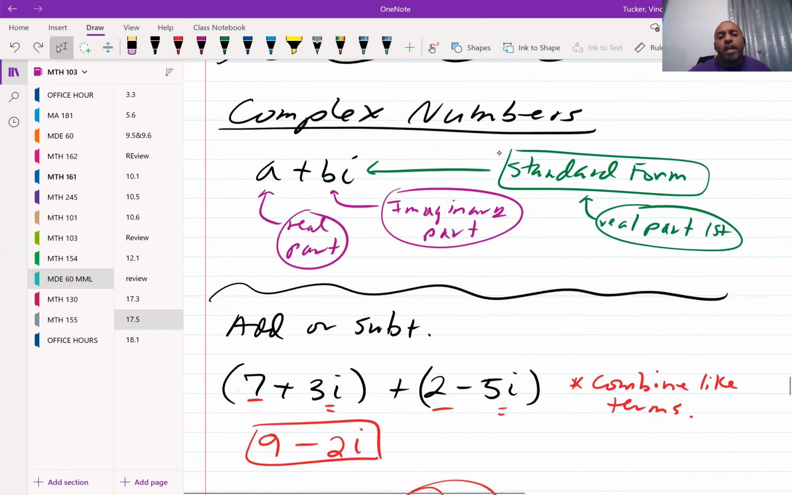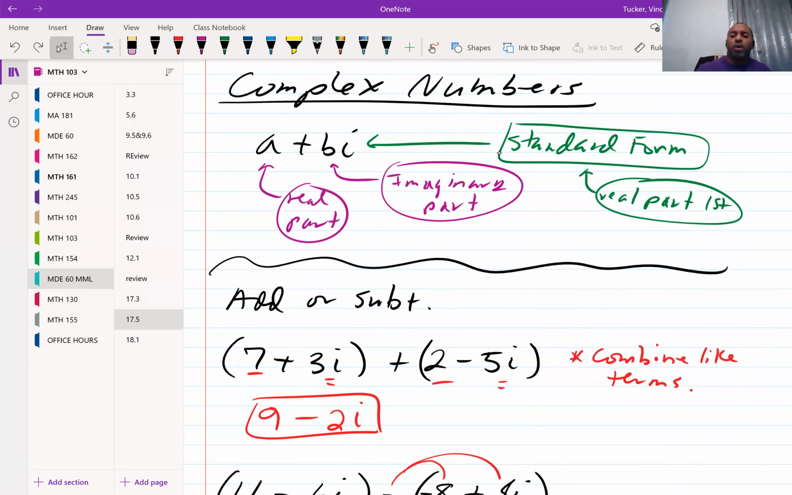So when it comes to adding and subtracting complex numbers, basically all you're doing is combining your like terms. Here we have 7 plus 3i plus 2 minus 5i. So 7 and 2 is 9. 3i and negative 5i will be negative 2i. So you're just combining your like terms.